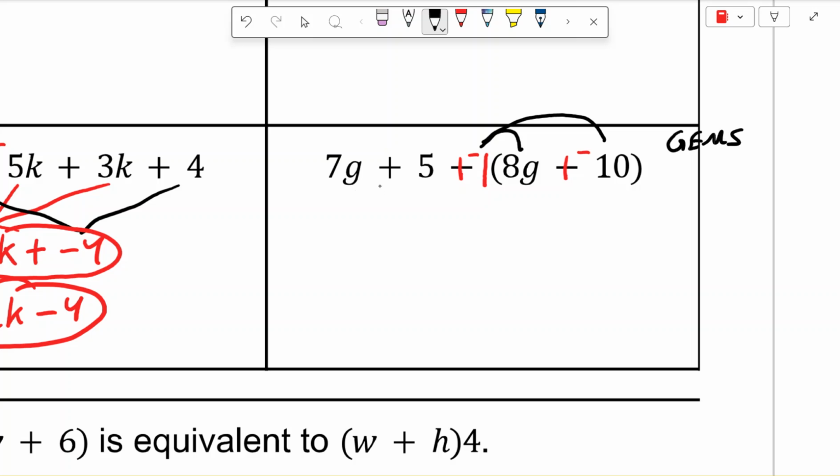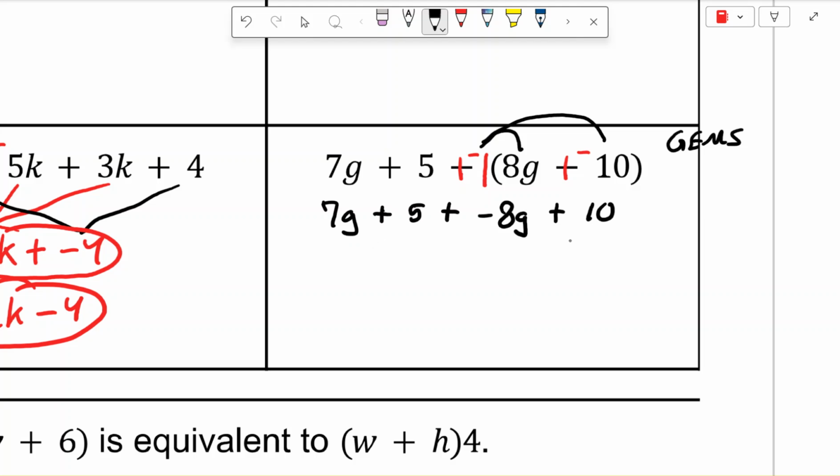Okay. So negative 1 times positive 8g is negative 8g. And negative 1 times negative 10, a negative times a negative is a positive 10. Bring down the plus sign. Bring down all these things we did not use. 7g plus 5 plus.